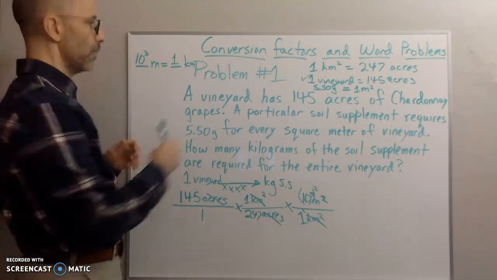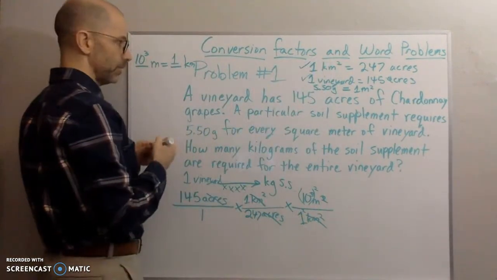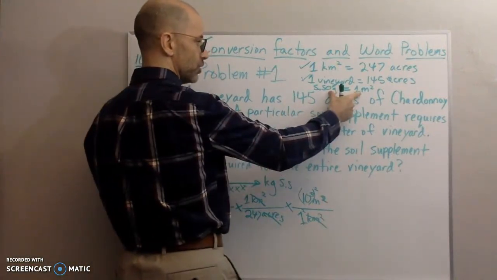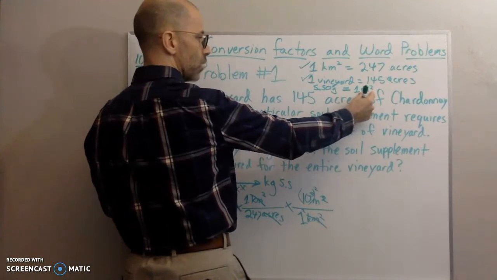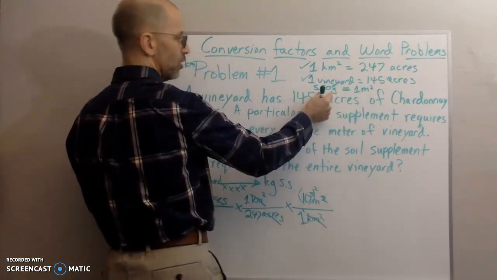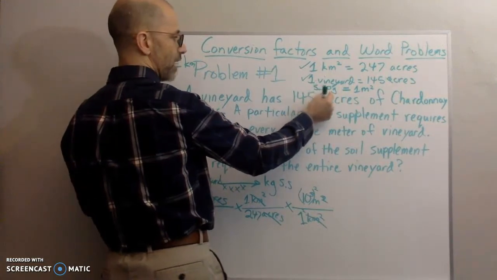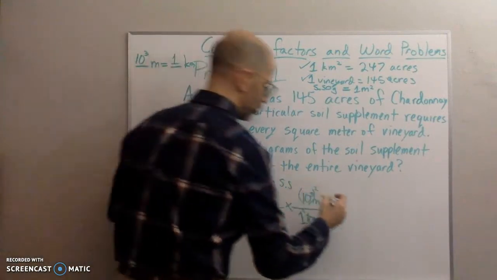So I've got this one done. Now I can use this relationship here and make a conversion factor. I know that 1 square meter of the vineyard needs, or is equal to, 5.50 grams of the supplement, a soil supplement.